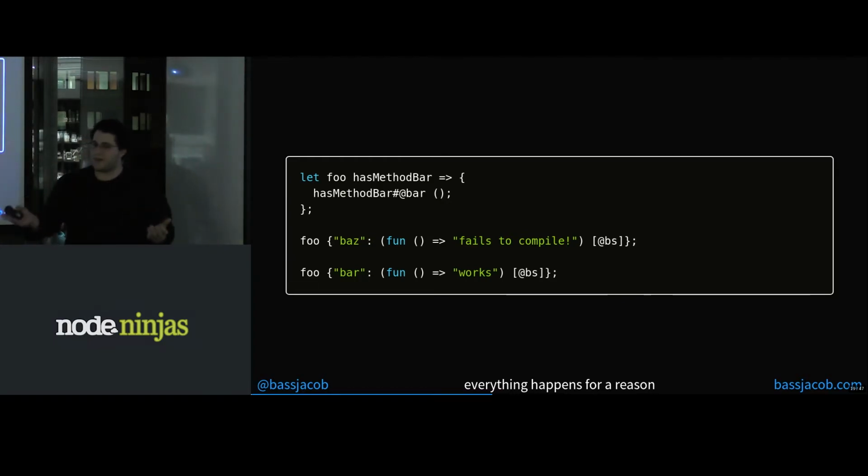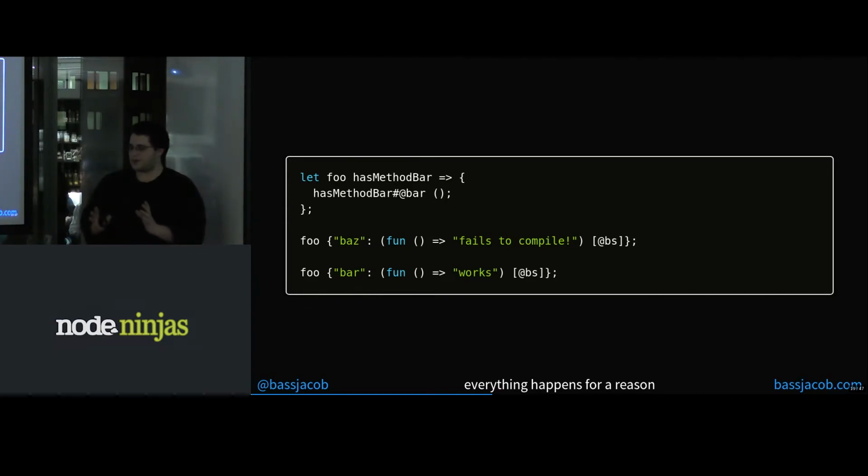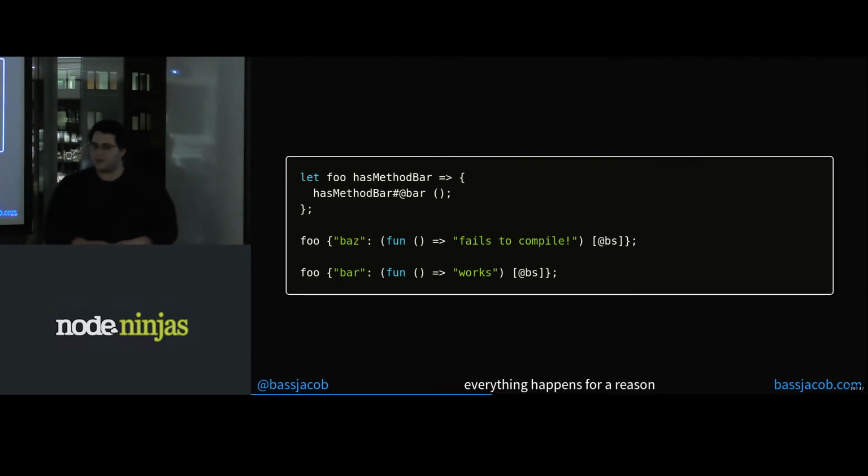So in this case, we define the same method foo. I think this might be the last foo in this talk. And we have a call to the variable that we've passed in. The syntax here is two hashes, and that's a way to access a property on an object in ReasonML, a property on a JavaScript object specifically. And we pass in a JavaScript object that has a function that returns a string, and it fails to compile. We call foo with that, and it doesn't work.